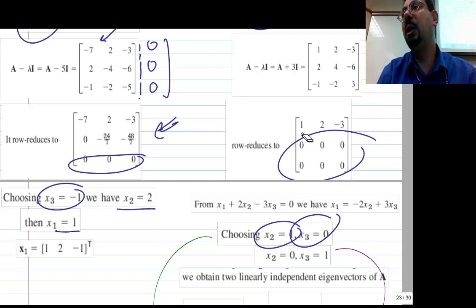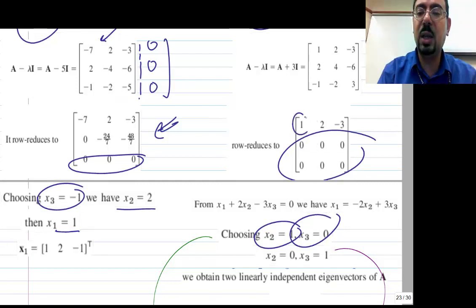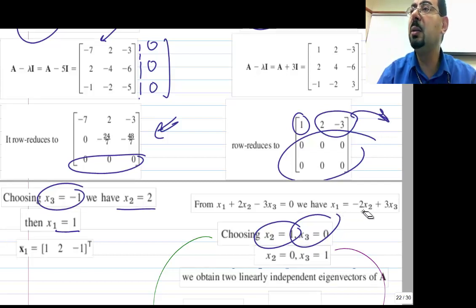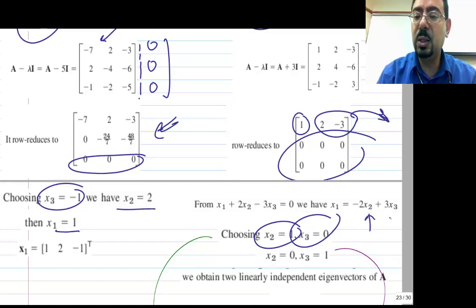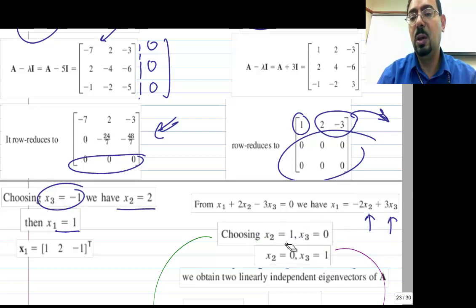So, simply, let's put x1 on one side and take those two terms to the other side. It would read x1 equal to minus 2x2 plus 3x3. So the only way to come up with x1 is to assume not just x2 but also x3. Alright?